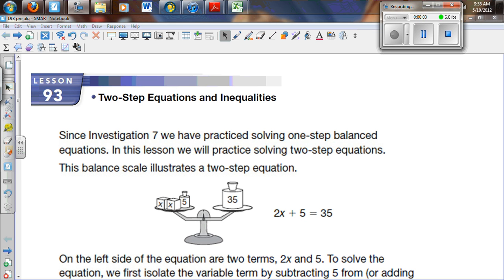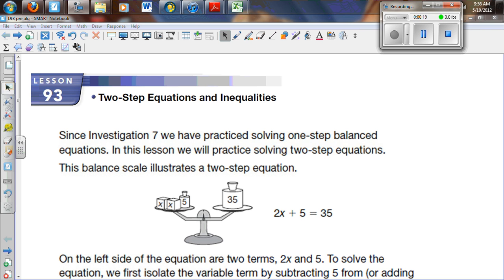Lesson 93, two-step equations and inequalities. Since Investigation 7, we've practiced solving one-step balanced equations. In this lesson, we'll practice solving two-step equations. This balance scale illustrates the two-step equation.